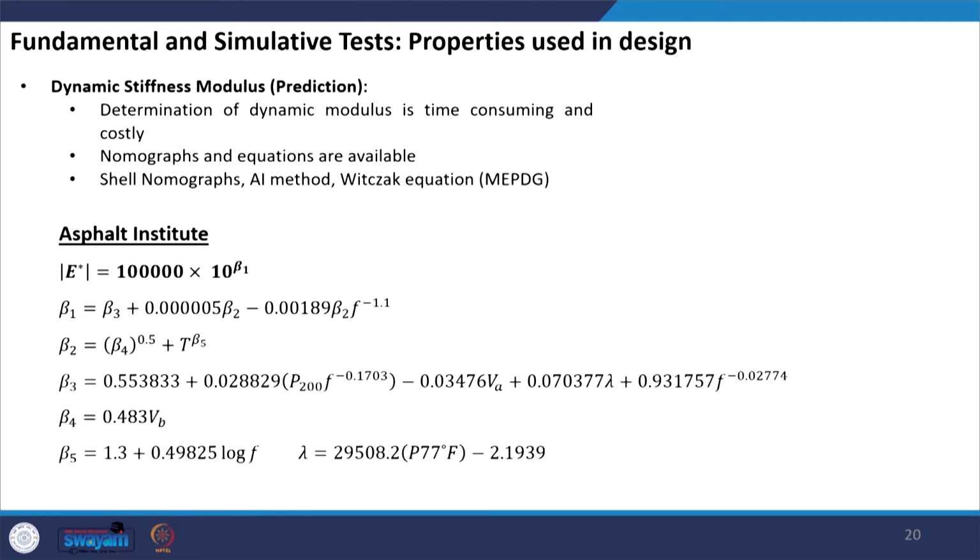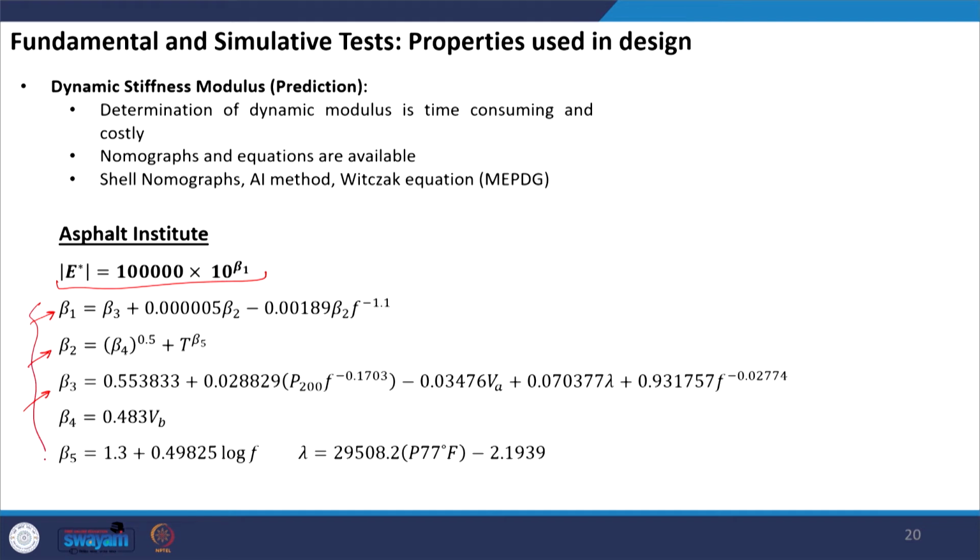The Asphalt Institute method has given this simple equation for the calculation of the elastic or dynamic stiffness modulus, and this is 100,000 into 10 to the power beta 1, where beta 1 can be calculated using this equation, beta 2 can be calculated using this equation, beta 3 can be calculated using this equation.